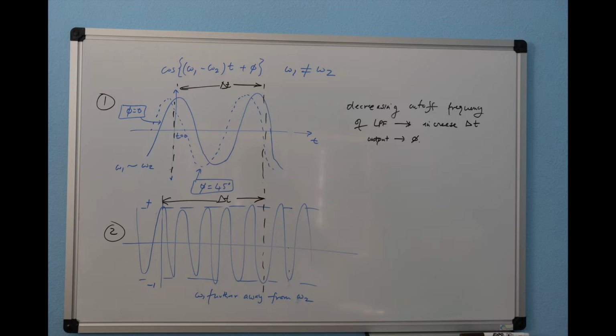On the other hand, when omega 1 and omega 2 are further apart, the frequency of that variation of the phase is going to be much, much quicker, and so the lock-in has a much easier time rejecting that, because it's outside the low pass filter cutoff frequency.